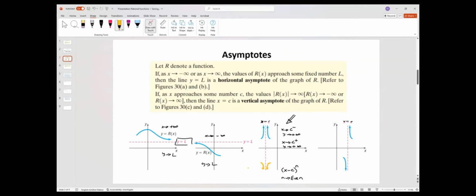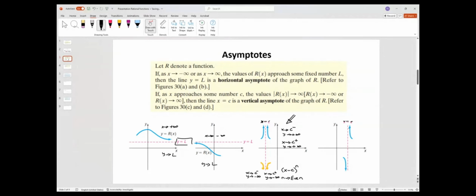So in this one, as x approaches c from the right, from the left first. As x approaches c from the left, y approaches negative infinity. And as x approaches c from the right, then y approaches negative infinity.